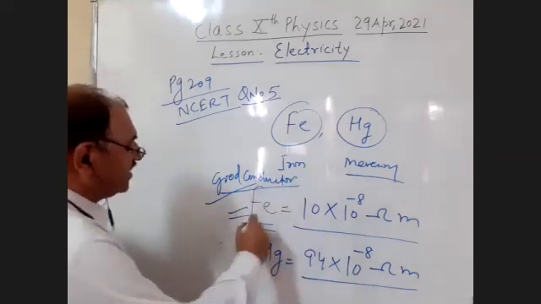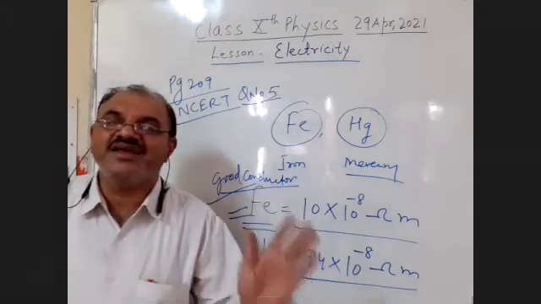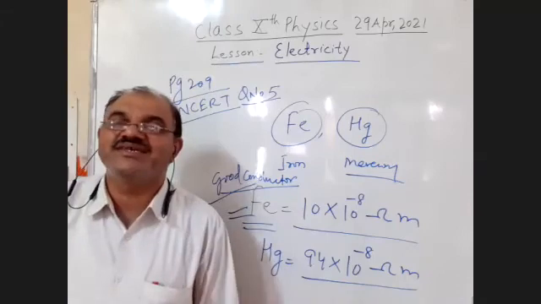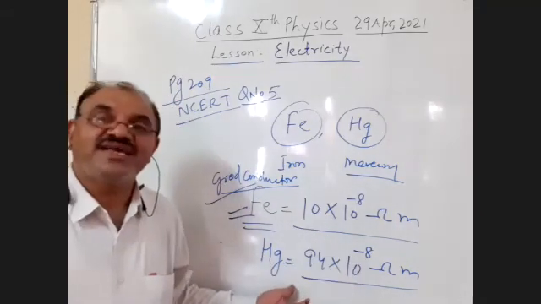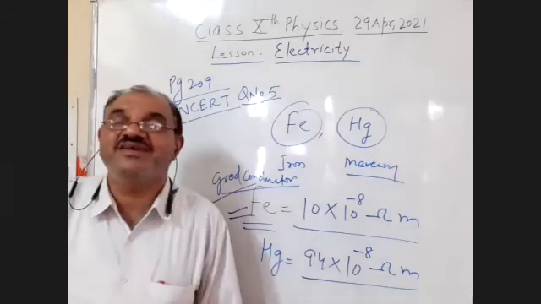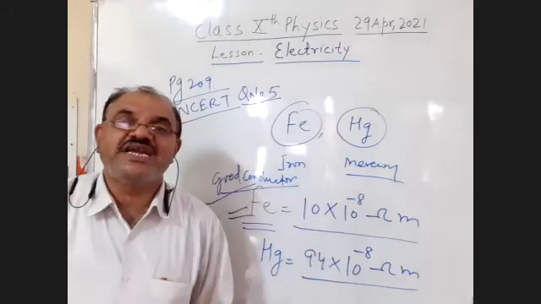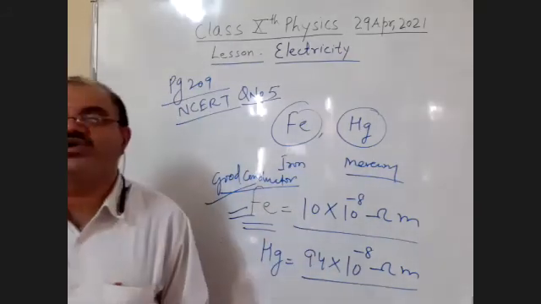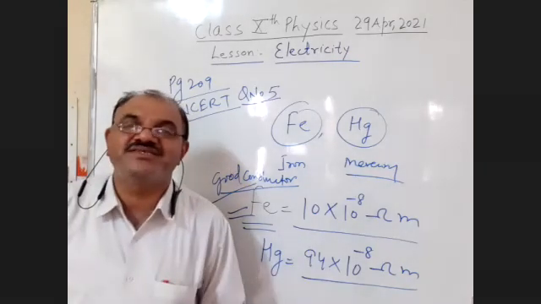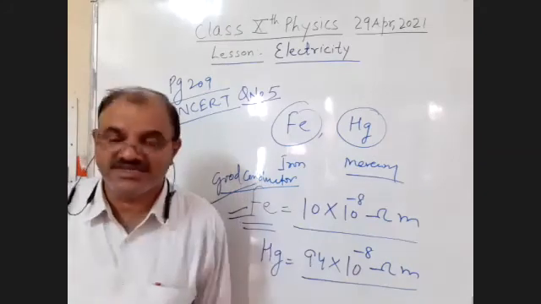Is it clear, students? Now, why iron out of iron or mercury? The answer will be: iron is known as a good conductor rather than mercury because its resistivity is less and it will allow more current to pass through. That's why iron is known as a good conductor of electricity. This is the answer to the first part of question number 5 of NCERT.